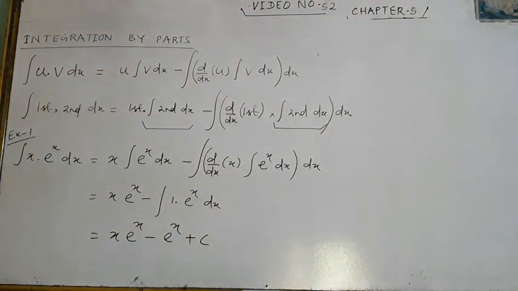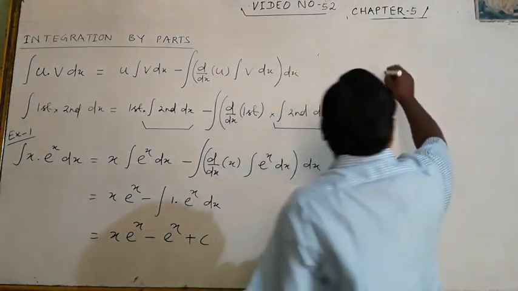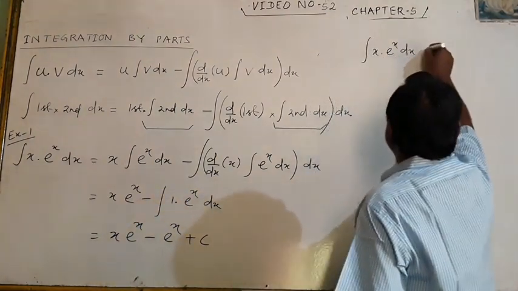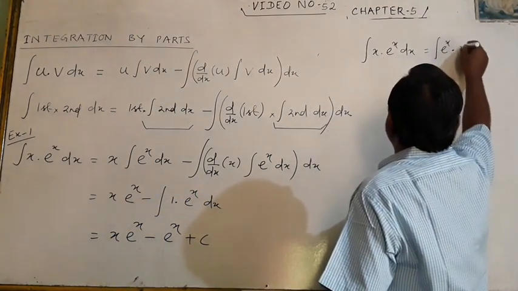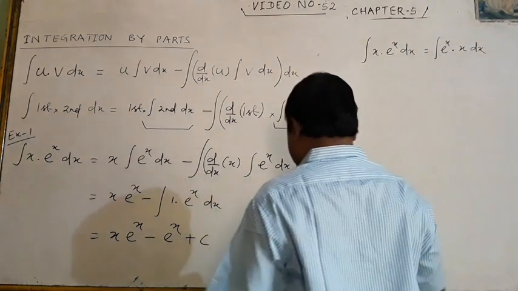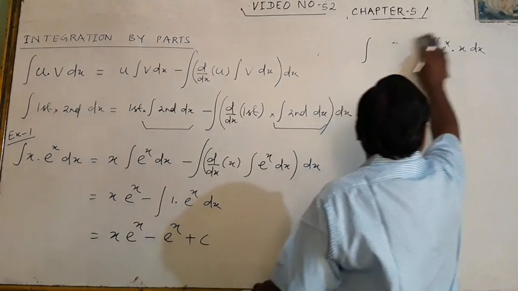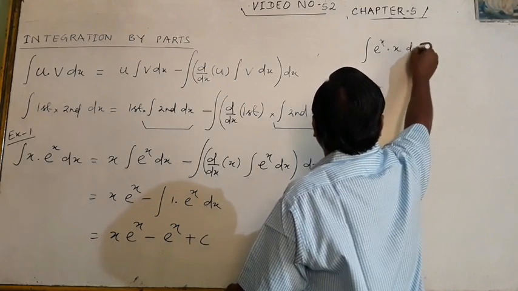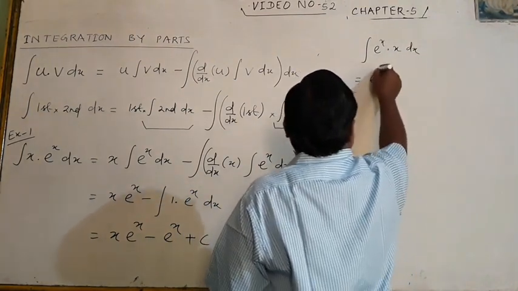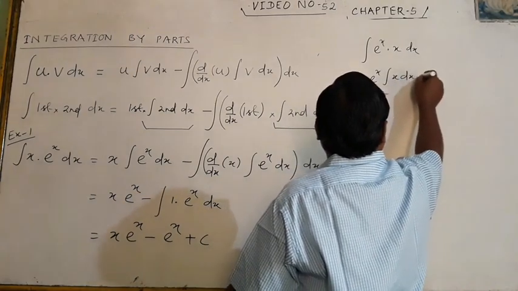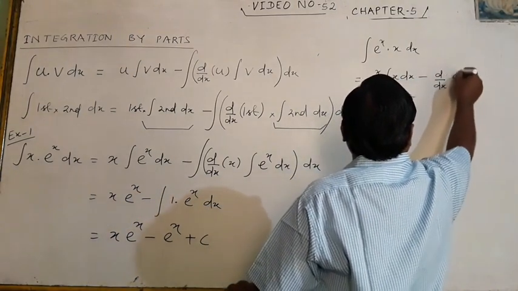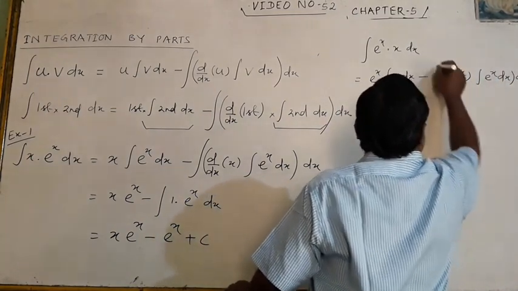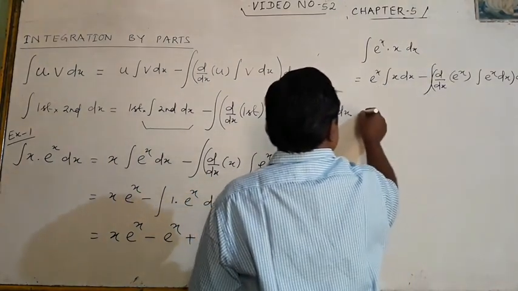If you ask, sir, what if I do this problem writing x into e to the power x as e to the power x into x, then what will happen? Okay, I am writing x e to the power x as e to the power x into x. Then what will happen? Look at me properly. First integration of second minus derivative of first into integration of second, whole integration.